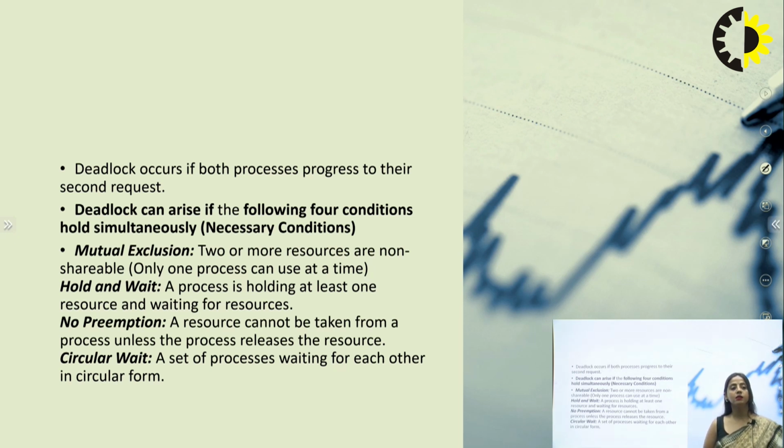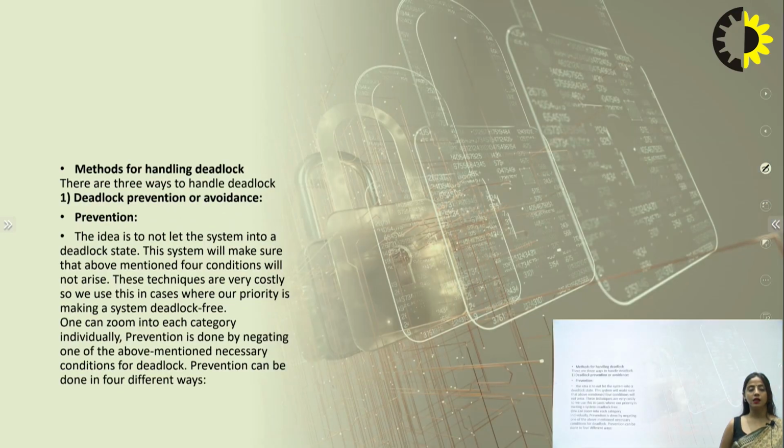The third one is no preemption. A resource cannot be taken from a process until the process releases the resource. The fourth one is circular wait. A set of processes waiting for each other in circular form. So these are the 4 necessary conditions which need to happen for a deadlock to arise. Now, how can you handle deadlock?